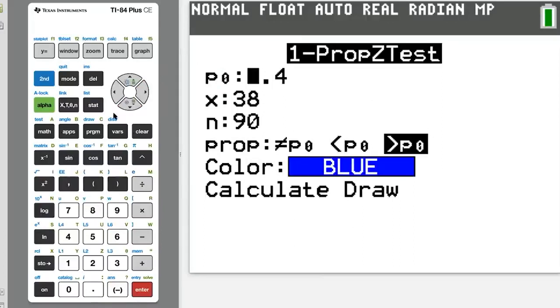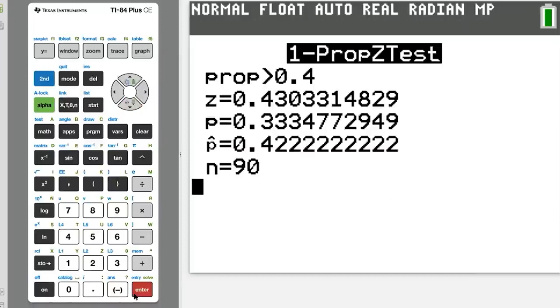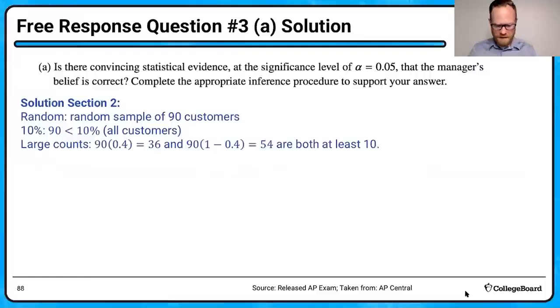And this test that we're doing right now is a one proportion z-test. And I've already got all the information preloaded here. Our null hypothesis is 0.4. The number of successes was 38 out of 90. And then our alternative says greater than the p null, which is 0.4. And I can go right down to calculate. And this is going to give me my z-test statistic of 0.43 and my p-value of 0.33. So let's go back to the question and record that z-test statistic as well as the p-value.